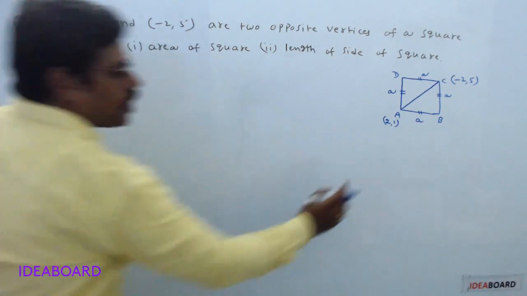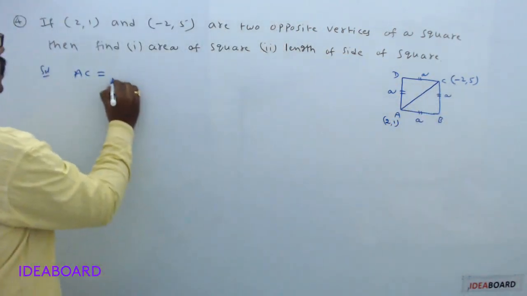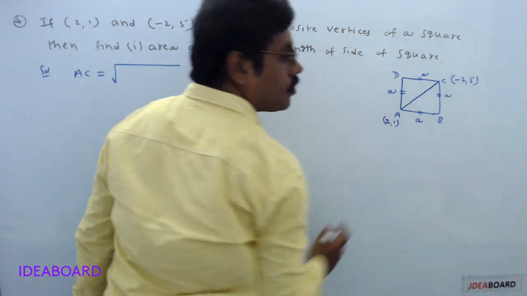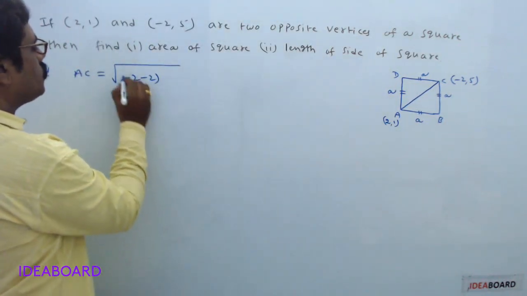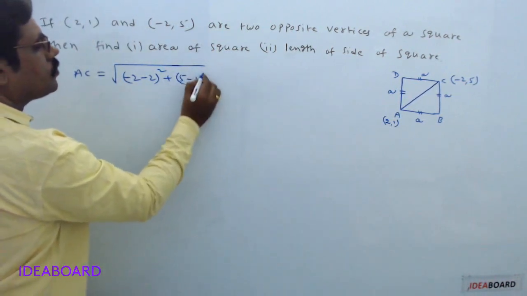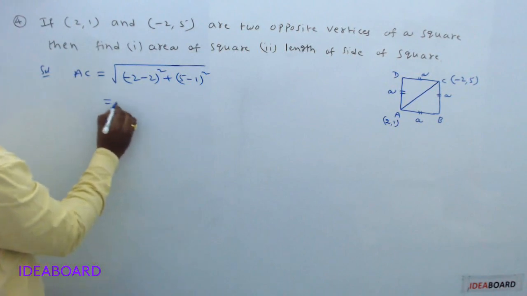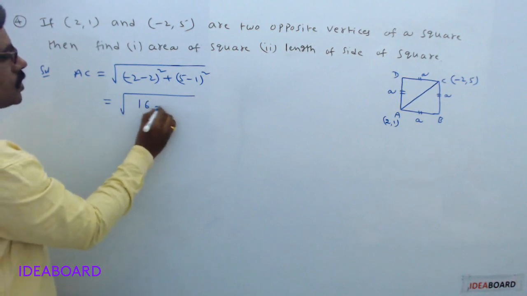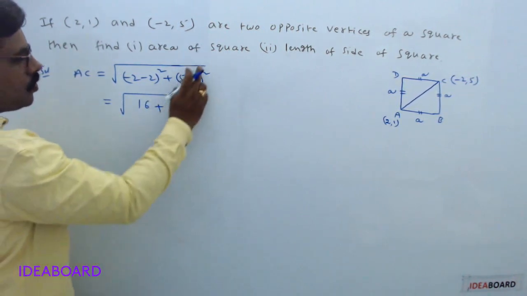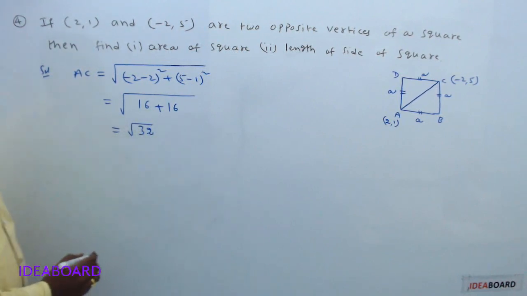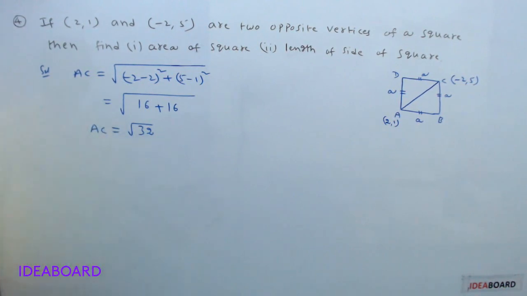First calculate the length of the diagonal AC. AC equals, applying the distance between two points formula, the square root of the difference of x coordinates whole square plus the difference of y coordinates whole square, that is, (-2) whole square plus (5 minus 1) whole square. Now this is equal to the square root of: -4 whole square is 16, 5 minus 1 is 4, square 16. It will be square root of 32. So AC equals square root of 32.